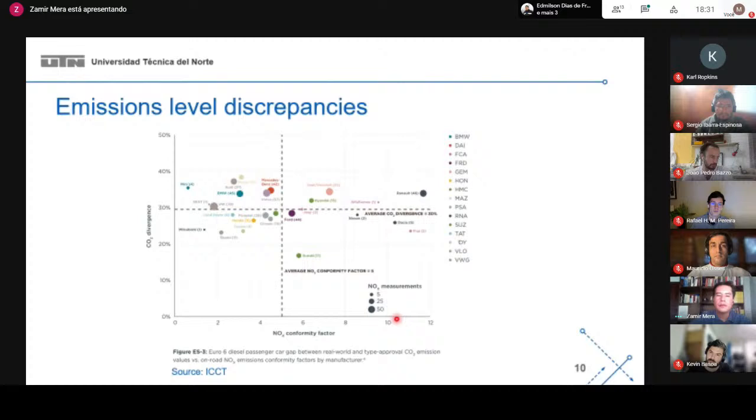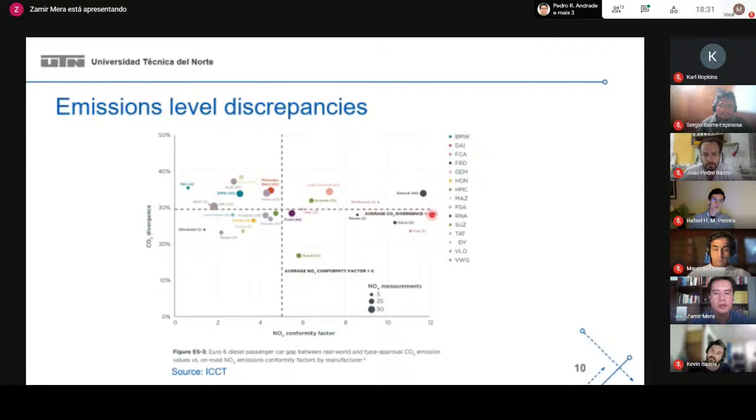All these aspects have led to discrepancies between the declared NOx emission levels and the real-world emission levels. We have NOx emissions on the horizontal axis of this picture, and we see that the average discrepancy is about fivefold the declared NOx emission level. There are also other vehicles that are high emitters, which can be up to 20 times the declared NOx emission level. This example is for Euro 6 vehicles.